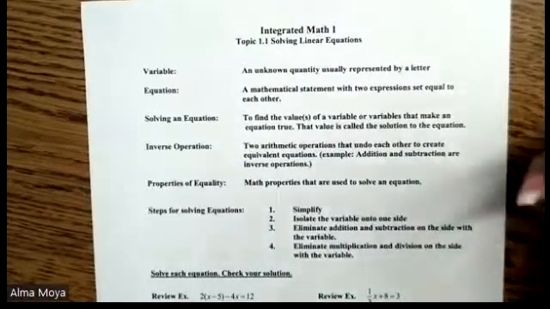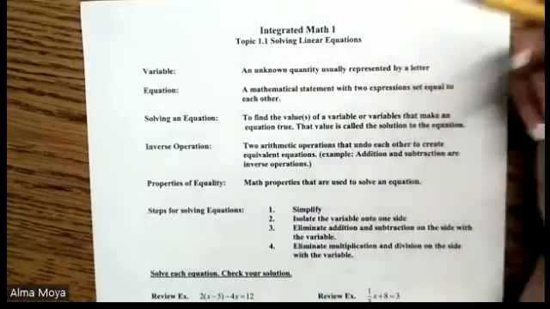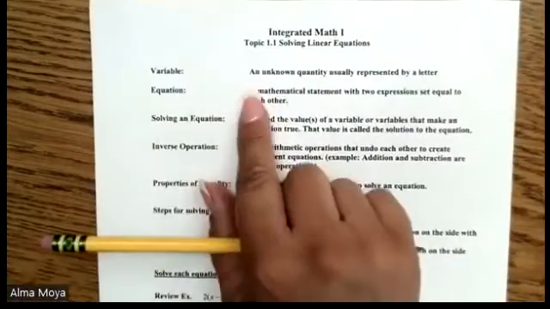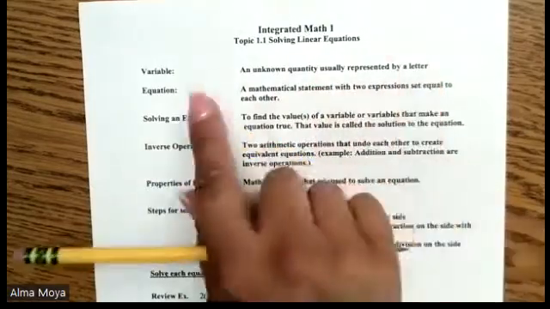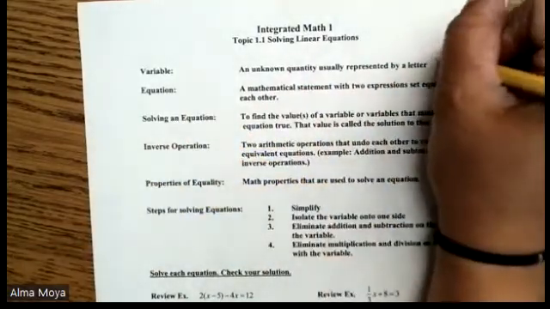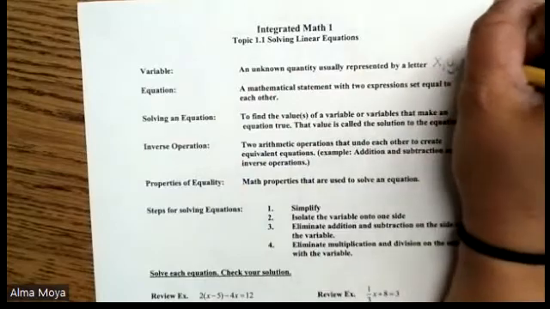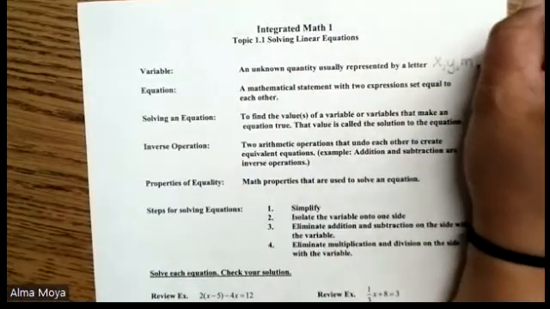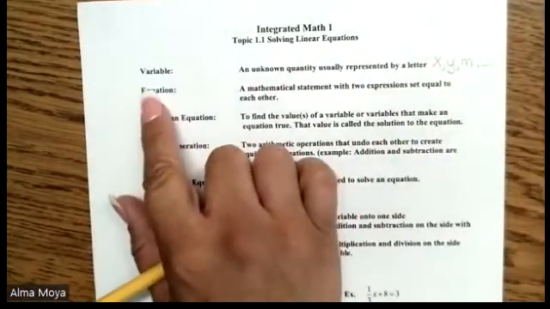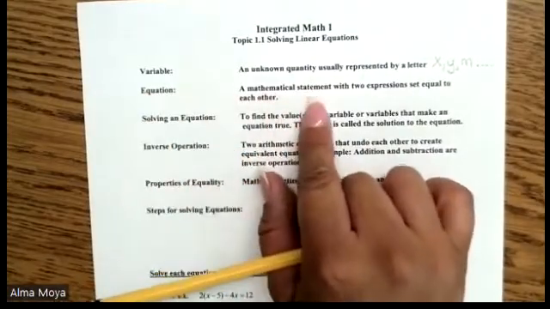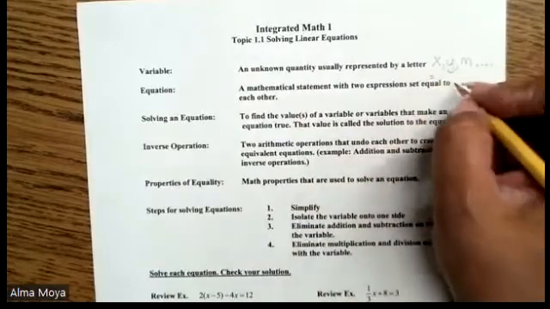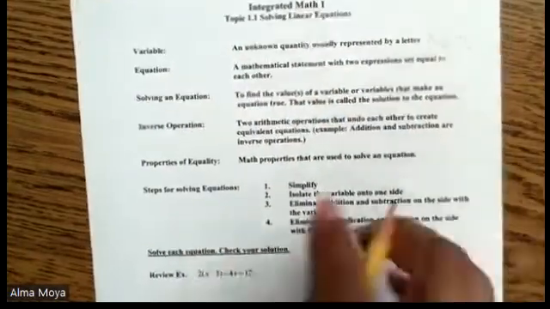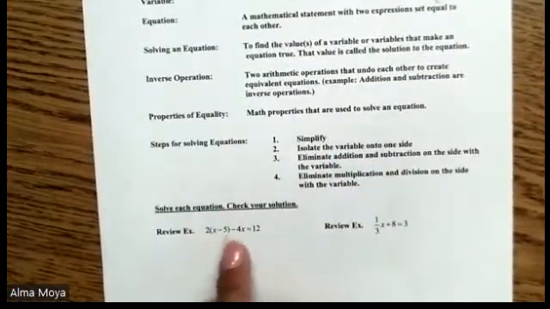Today's notes are on solving linear equations. A variable is an unknown quantity, usually represented by a letter. A lot of times your variable will be like X or Y or the letter M, anything like that. That's a variable. An equation is a mathematical statement with two expressions set equal to each other. So like right here, this would be an equation.